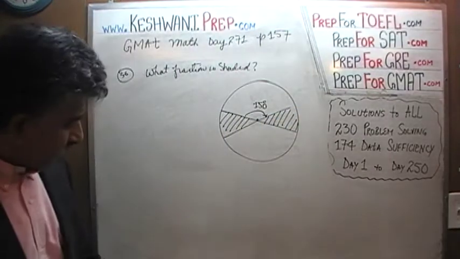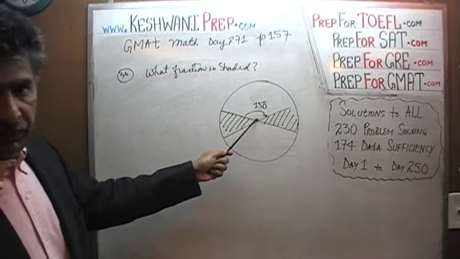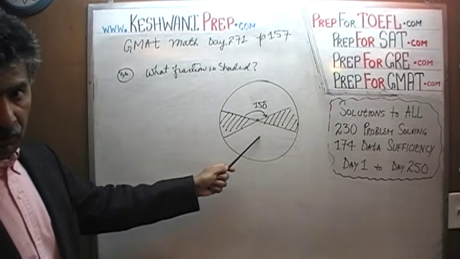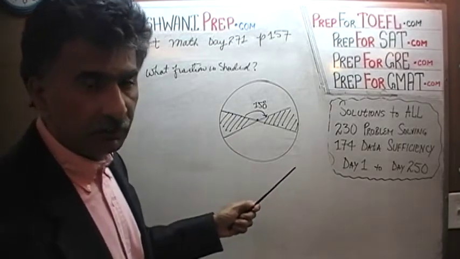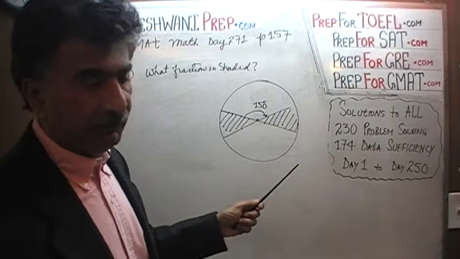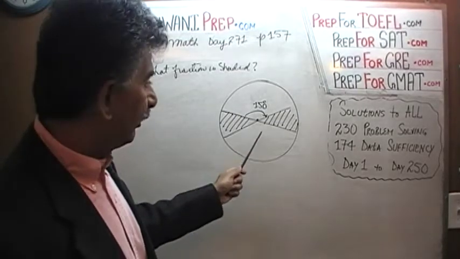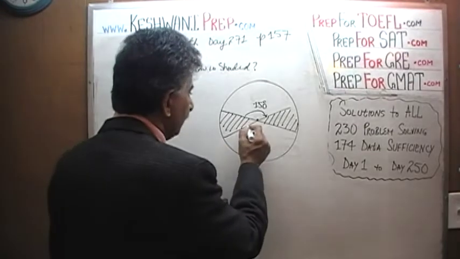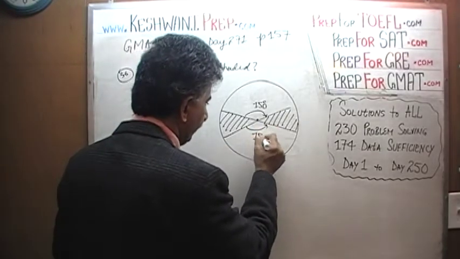Well, if this is 150 degrees, then so is this one, because they are vertical angles. They are sometimes referred to as vertical angles, sometimes as opposite angles. The vertical angles are equal to each other. So if this is 150, then so is this. This is also 150 degrees.